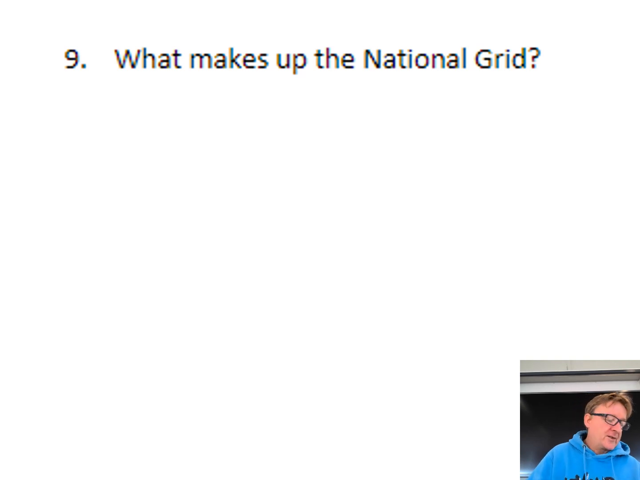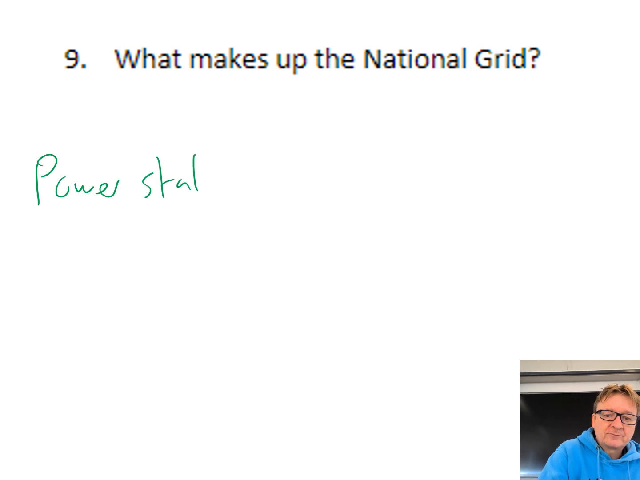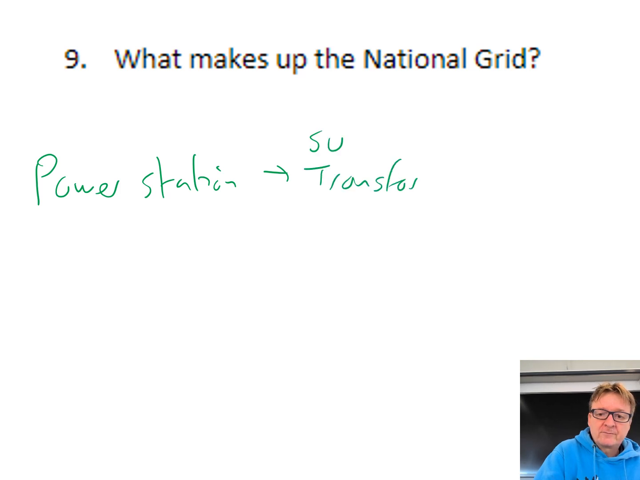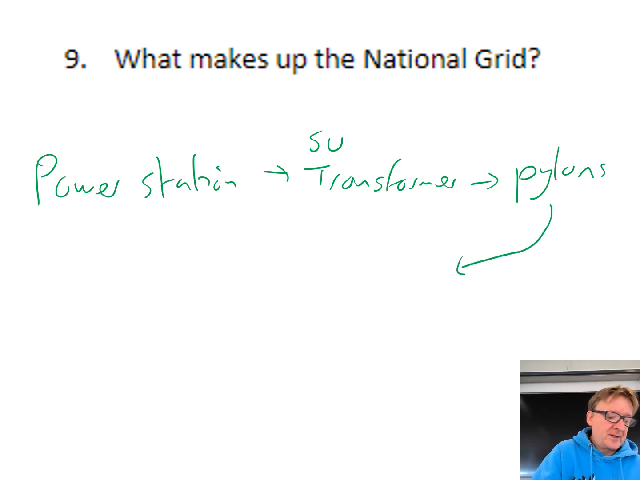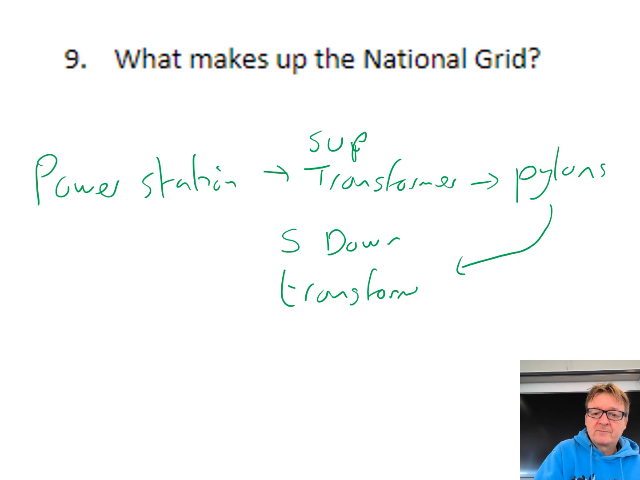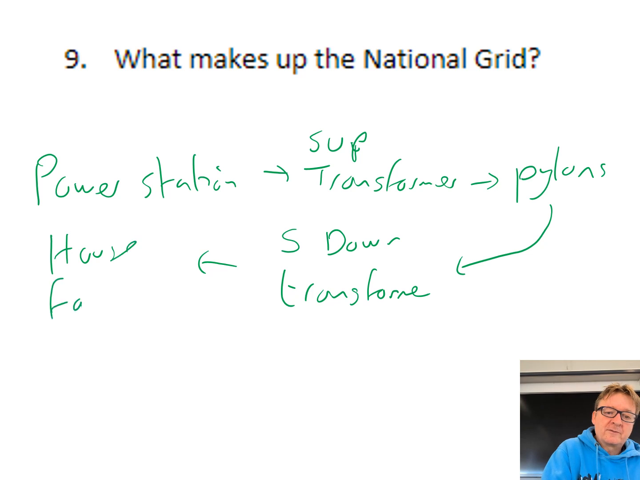Question number 9. What makes up the national grid? The national grid is made up by a power station. It is then made up by a step-up transformer. It then goes to pylons. I'm going to go backwards here. It then goes to a step-down transformer, and then it goes to the house or factory.